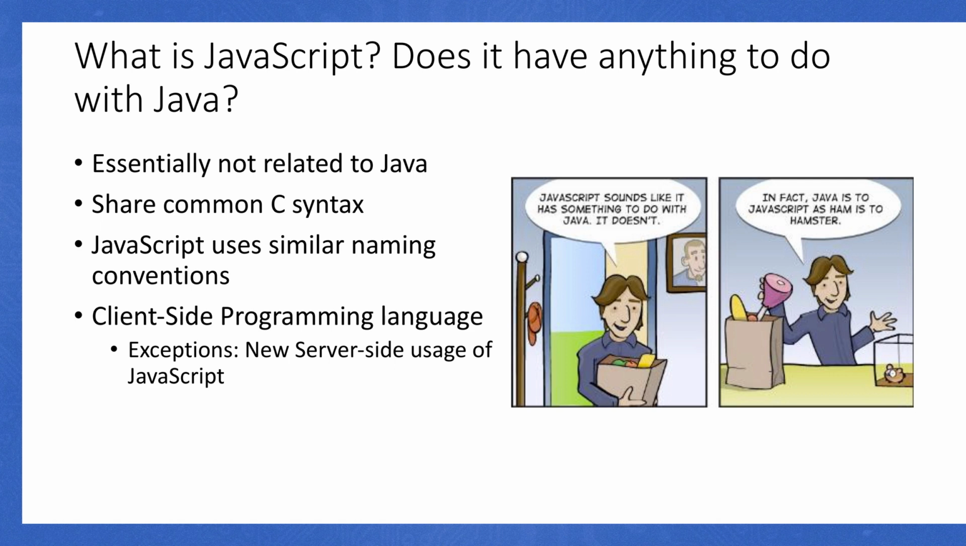Now, as I believe I mentioned earlier, JavaScript is a client-side programming language. Now, there are some new exceptions to this because there are new technologies coming out, such as React. There's things like Node.js that are using JavaScript on the server side, but in general, in the traditional sense, JavaScript is strictly a client-side programming language. So that's it for JavaScript.